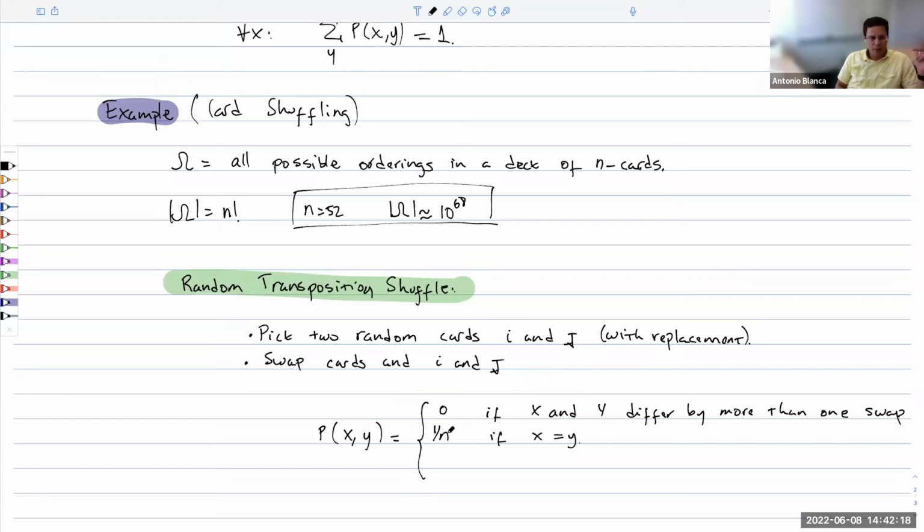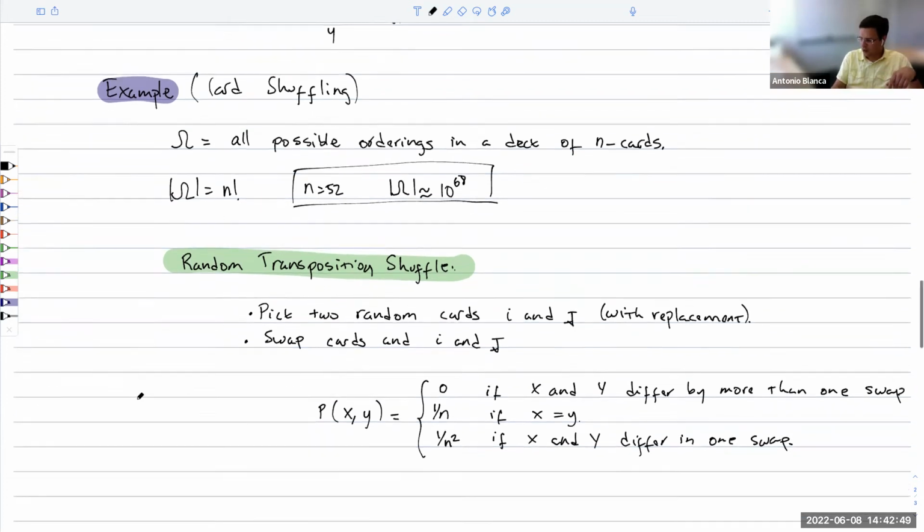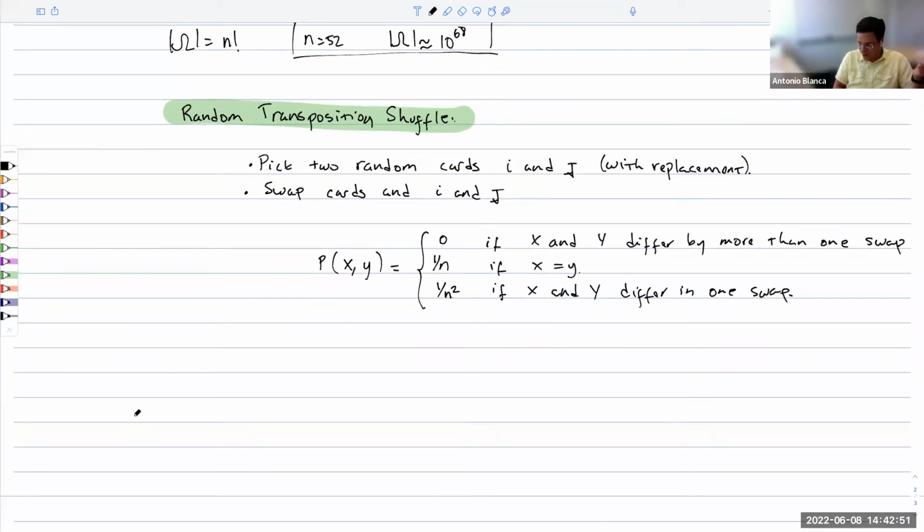And with the remaining probability, you actually do the swap. That happens with probability 1 over n squared if X and Y differ in one swap. So if X and Y differ in one swap, you need to pick the first card, which happens with probability 1 over n, and pick the second card, which happens with probability 1 over n. So 1 over n times 1 over n is 1 over n squared. And this would be the transition matrix for this shuffle. Of course, this is one way of shuffling a set of cards.